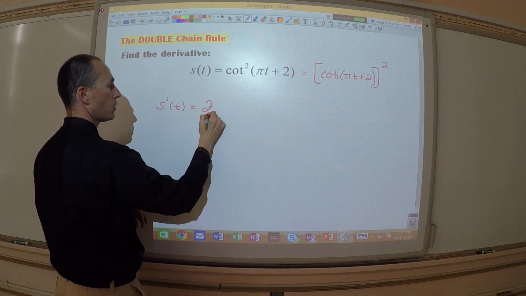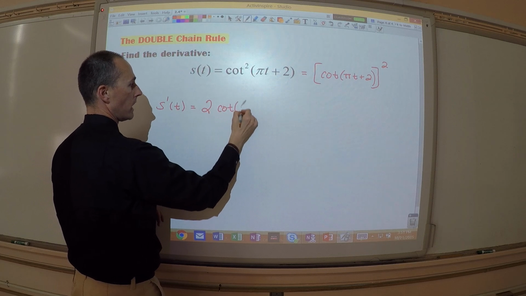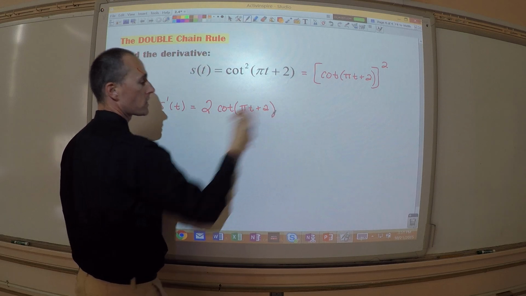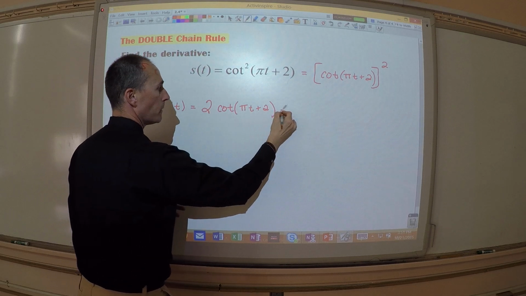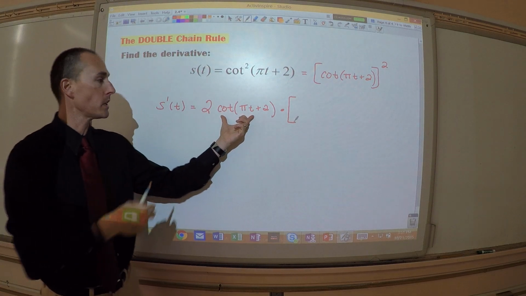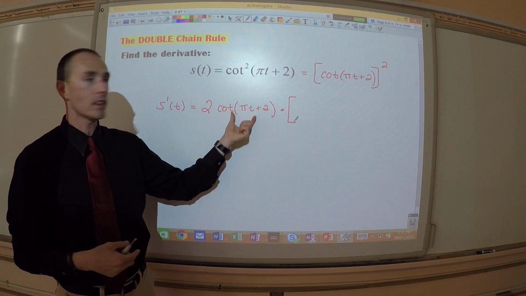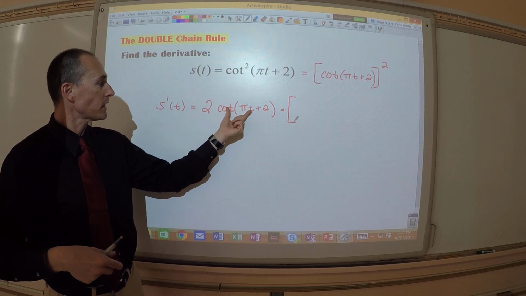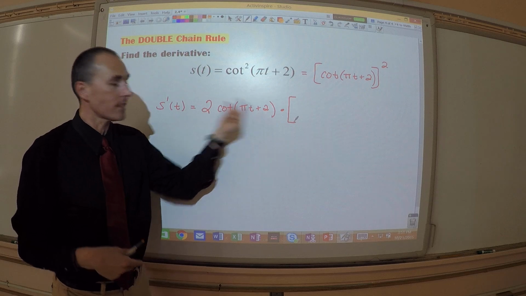So we start with 2 cotangent pi t plus 2 to the 1st times. Now here's the deal. We have to take the derivative of this. Now if you think back to the last problem we did, tangent 5t to the 7th, we're in the same boat, and that problem itself was chain rule. So we have to now act as if this is outside and this is inside.